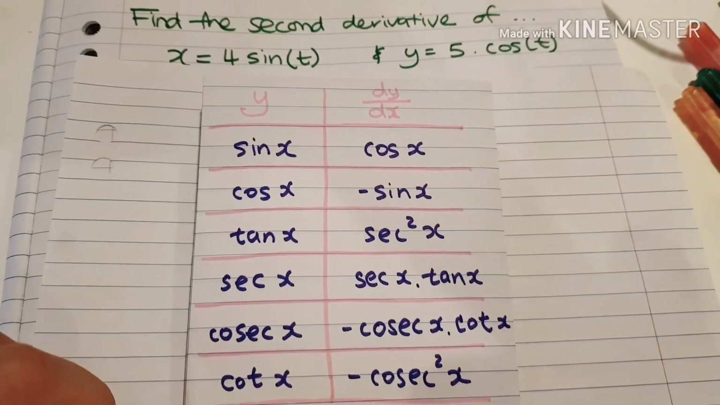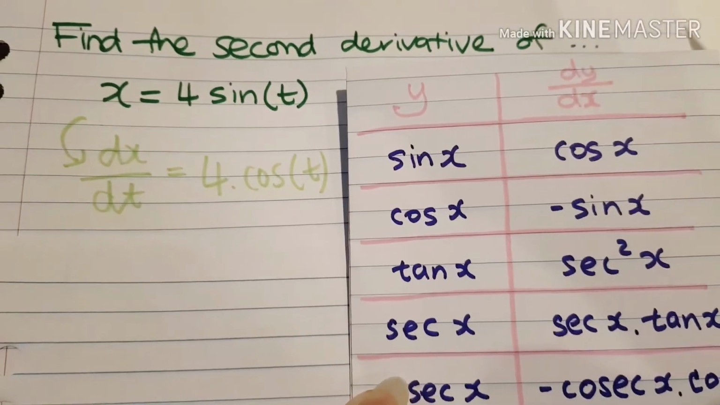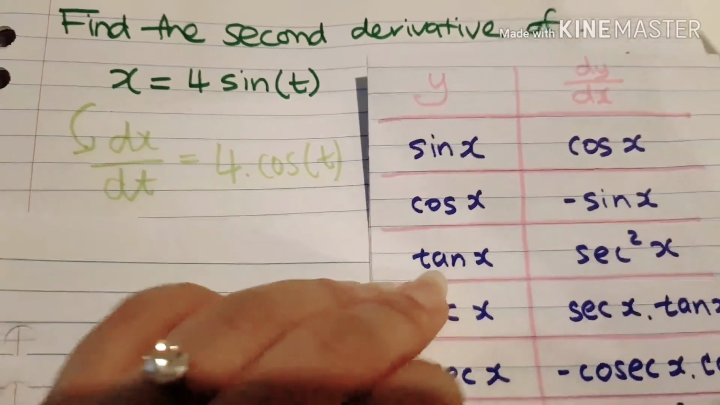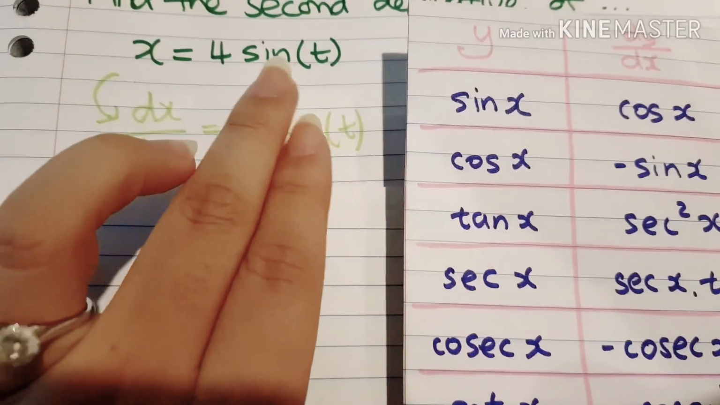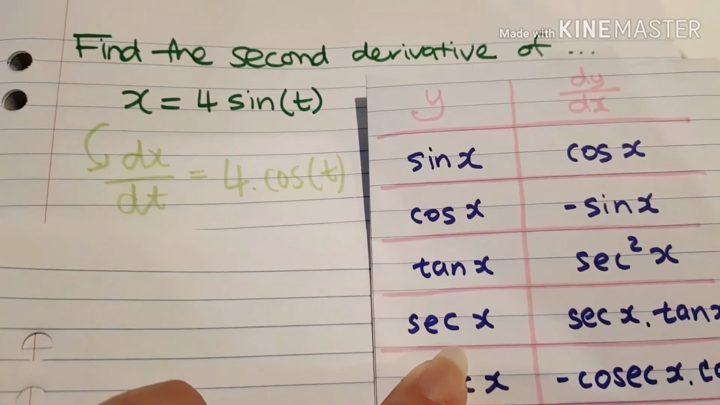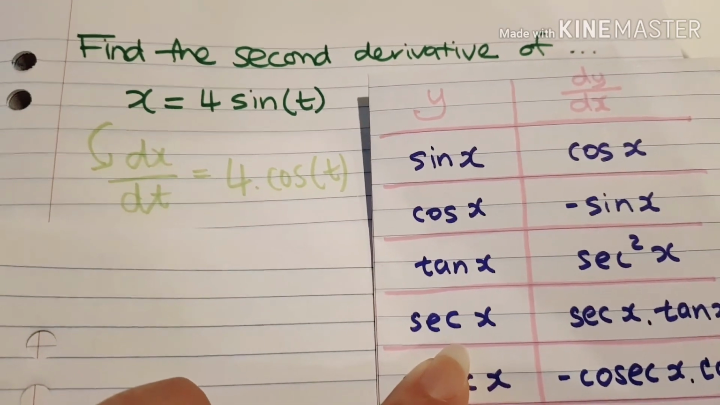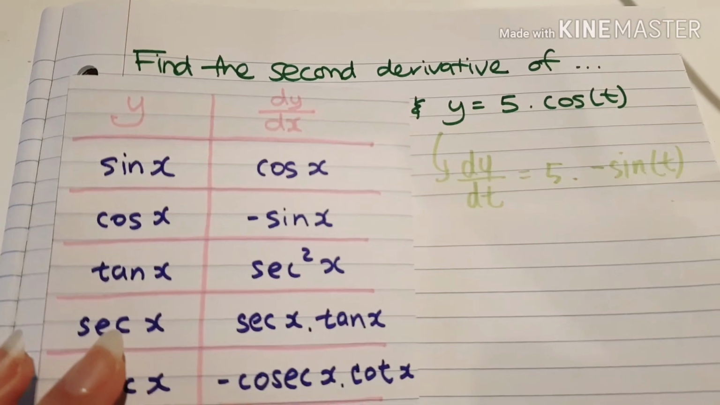So let's have a look at the first one. Okay, so I have sine. When you're differentiating the sine, okay, it will be cosine, right? So therefore, I just change sine into cosine, and there you go. I differentiated the x function in terms of t. Okay, whereas this one, how can I differentiate the cosine?